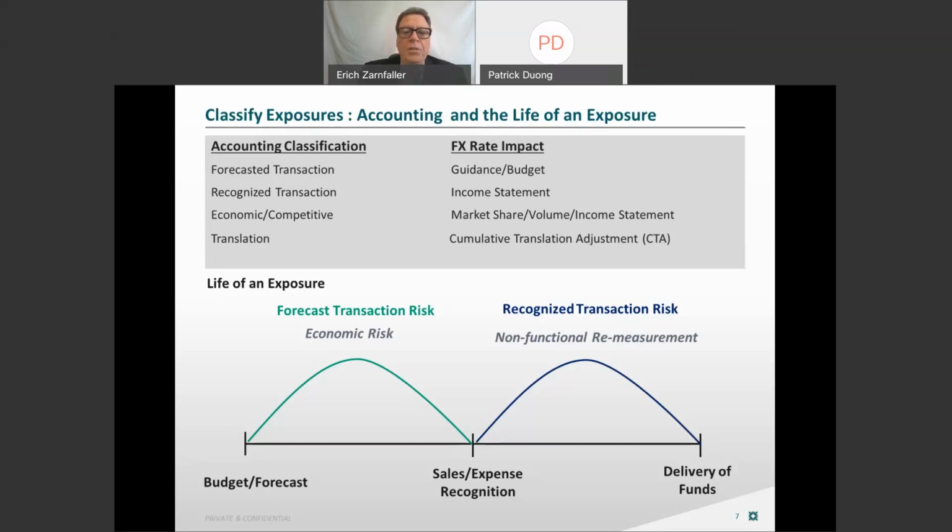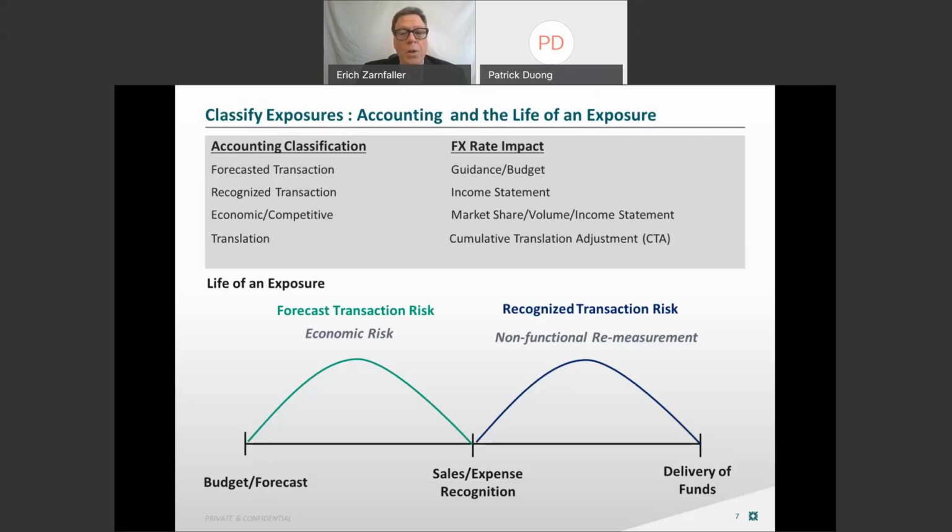The first section can be defined as the economic risk of the exposure's life. During the economic risk phase, the exposure does not exist on the balance sheet, and there is no exchange rate remeasurement recorded on the income statement. However, the forecasted transaction may end up with a variance when compared against budget once recognized.